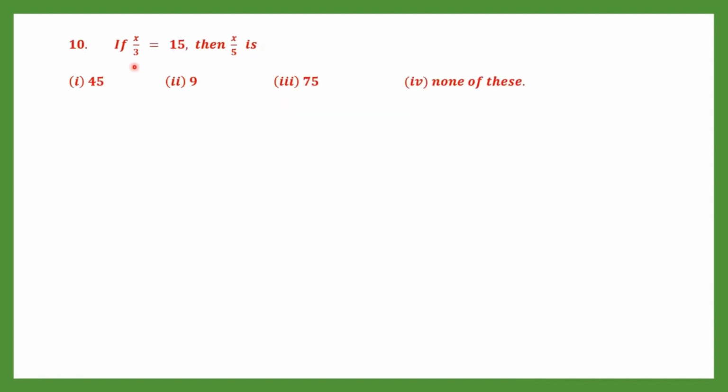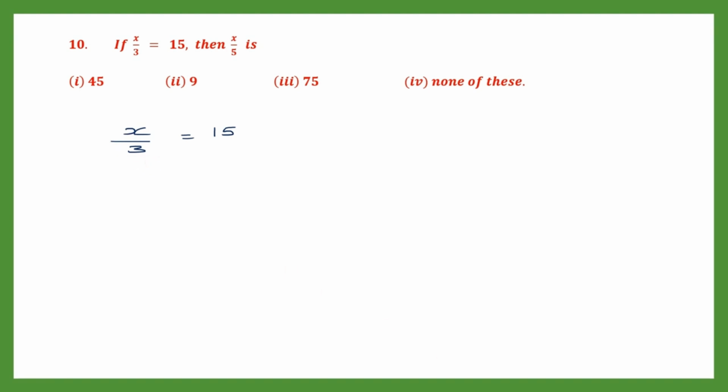Question 10. If x by 3 is equal to 15, then how much is x by 5? So first let's write this down. X by 3 is equal to 15. Now first, if we find the value of x, then we can put that value of x here and find out the answer. But we don't know the value of x. Now to find the value of x, we need to keep only x here and remove this 3.